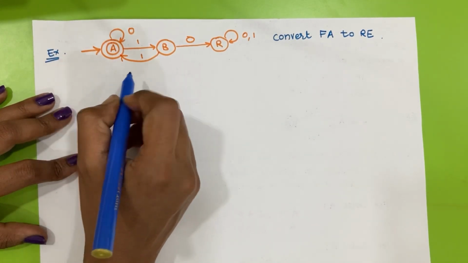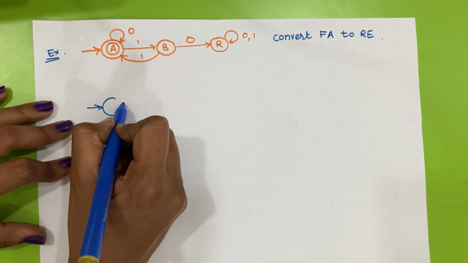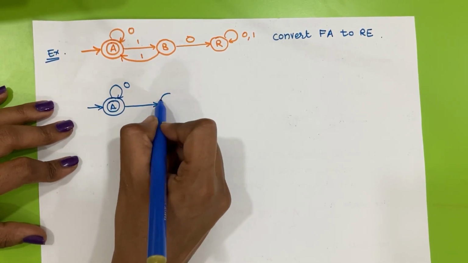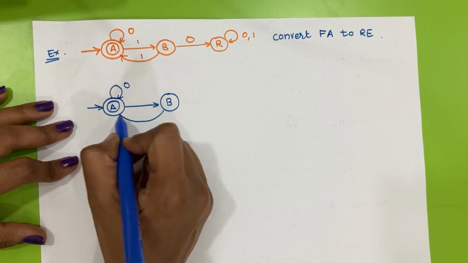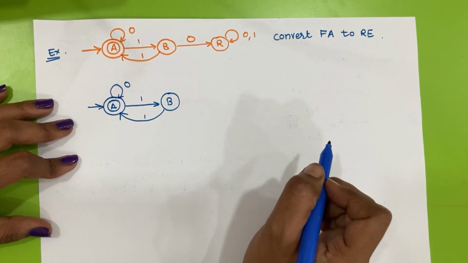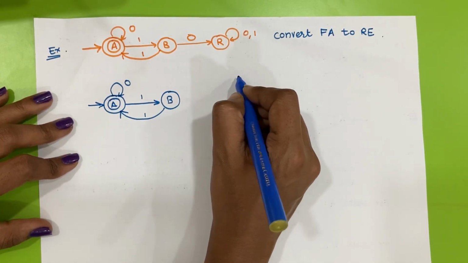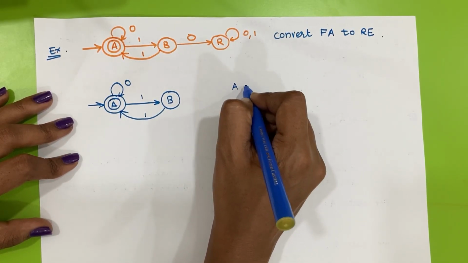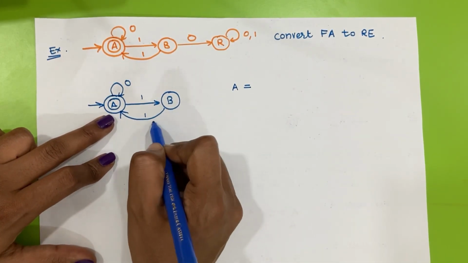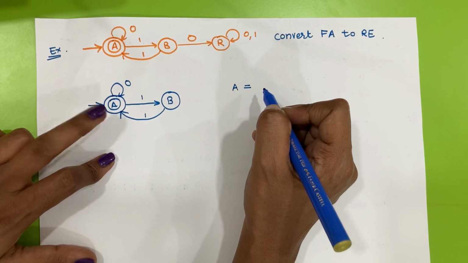After removal of this reject state, we can have the finite automata like this. So this is our final finite automata. Now we should write the expression for each and every state. For state A, we can consider only incoming transitions. So here we have two incoming transitions. One is from B and other is from 0. And A is initial as well as final state.